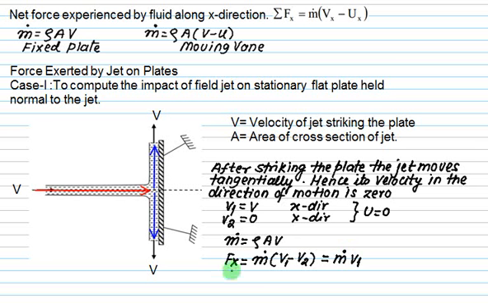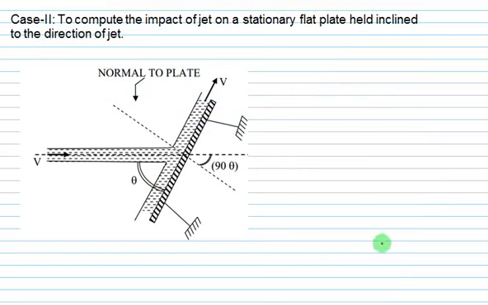Since the displacement of the plate in the direction of x is 0, the work done is equal to 0. Basically, work done is defined as Fx multiplied by u. But u itself is 0. So work done is also equal to 0. In the second case, the plate is inclined at an angle theta, the initial velocity will be equal to v, and the final velocity will also be equal to v on both sides.